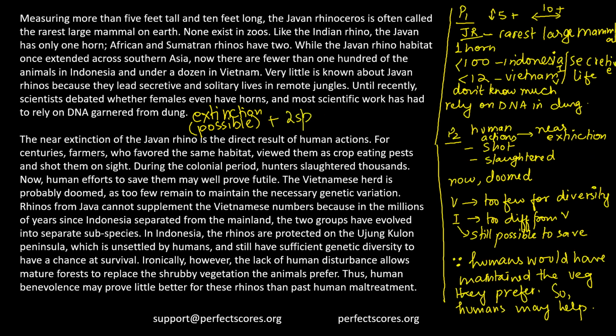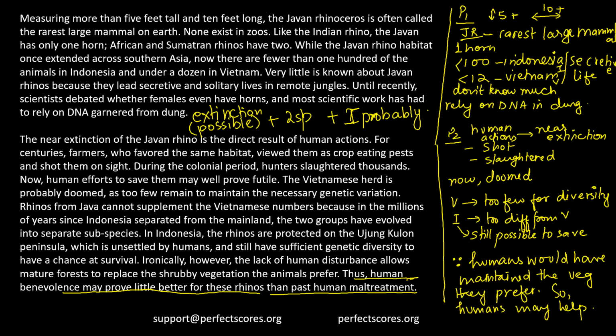Mm-hmm. And at the end, they're talking about how in Indonesia these rhinoceros are protected, whereas in Vietnam there is less chance of reviving them because there are too few to maintain necessary genetic variations. And at the end they are saying the human interference is not helping much, because of the past human treatment. Okay, so Priyanka, how do you understand this sentence as the last one?